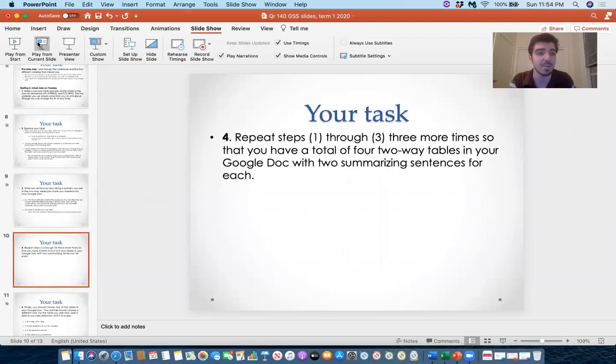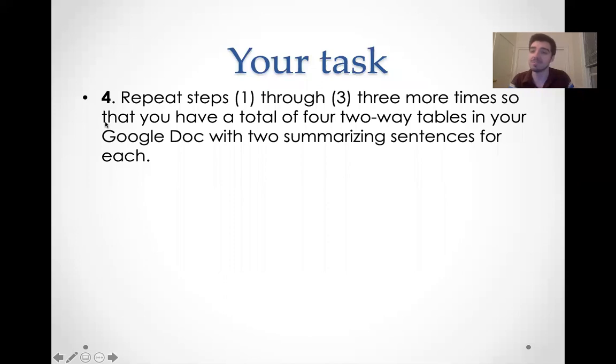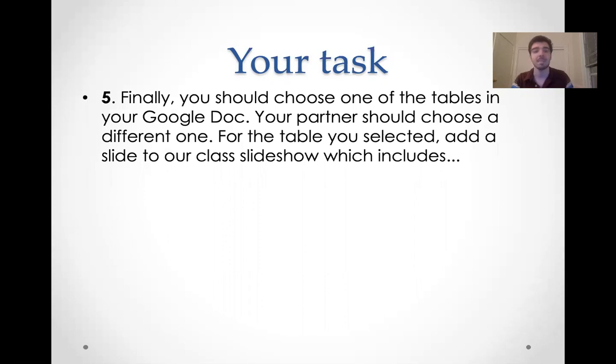Okie doke. And then you're going to do that a total of 4 times, using your 8 variables. You're going to create a two-way table and then write down a couple of sentences describing the trend that you see there. Okay. And then your last task is, I want us to be able to share what we did in class.